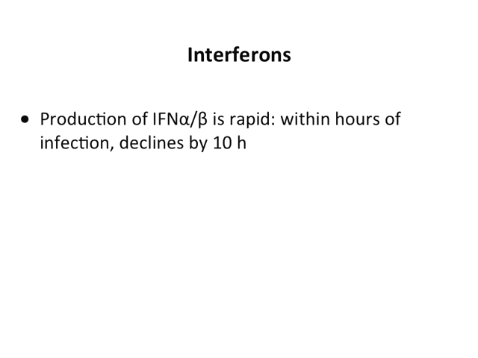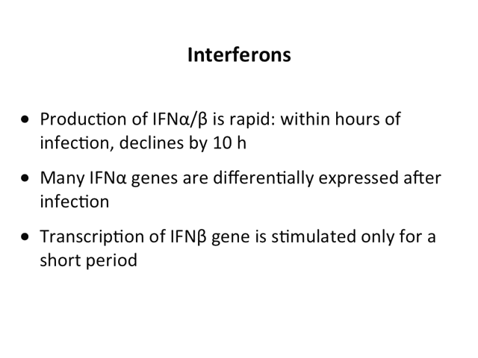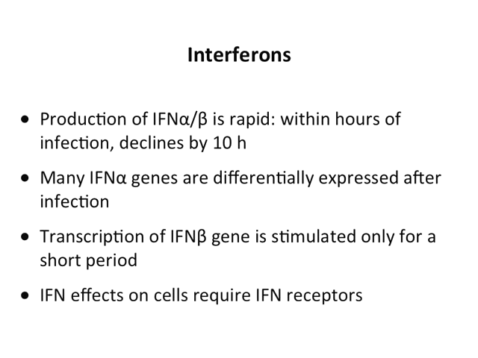The production of type 1 interferons, that is alpha beta, is very quick after infection, within hours. So you have a burst of interferon production and then it declines by 10 hours. And alpha, so there's one gene for interferon beta, but for alpha there are many. And these seem to be differentially expressed. In other words, different sets of alpha genes are expressed depending on the virus. So the interferon beta, as I said, is stimulated only for a short period of time. So by 10 hours, the synthesis of protein declines.